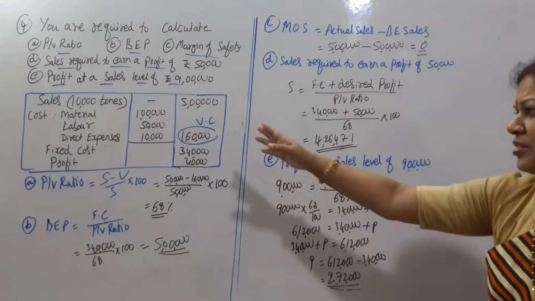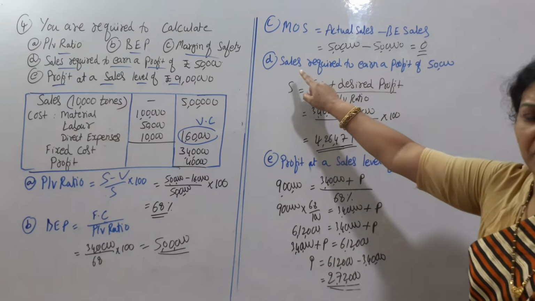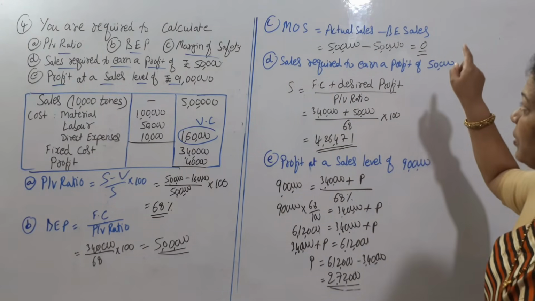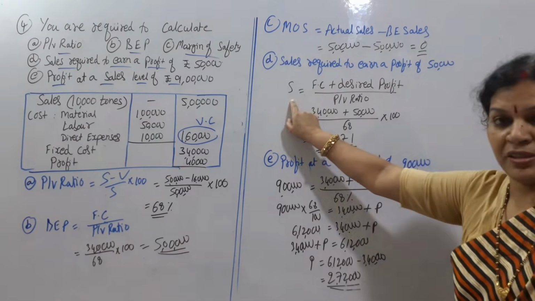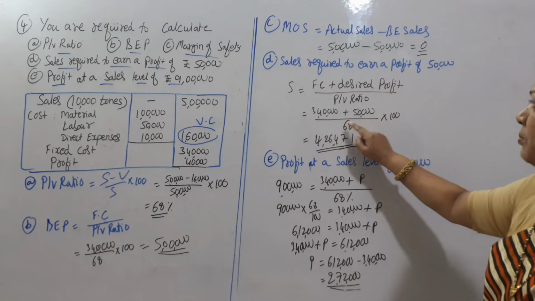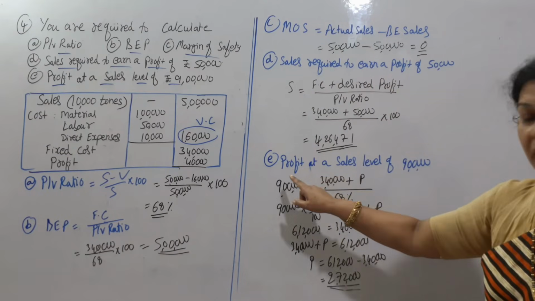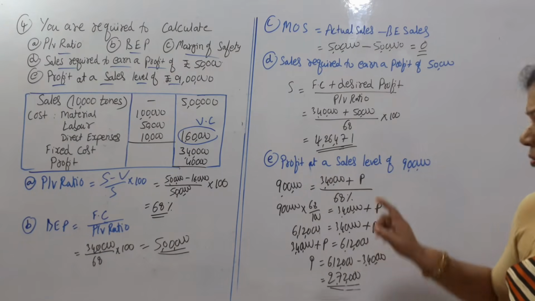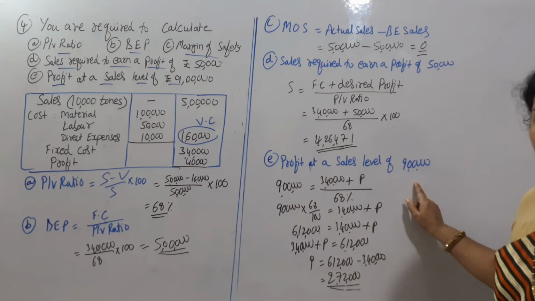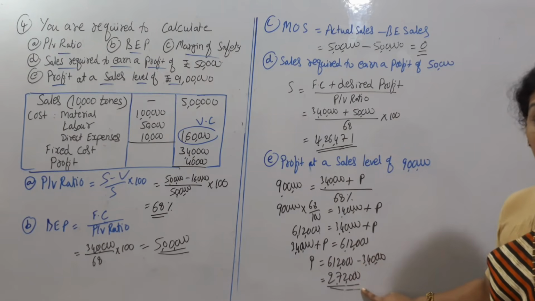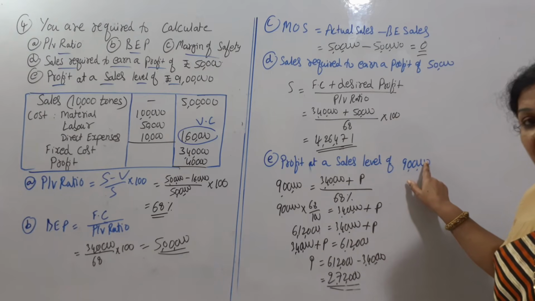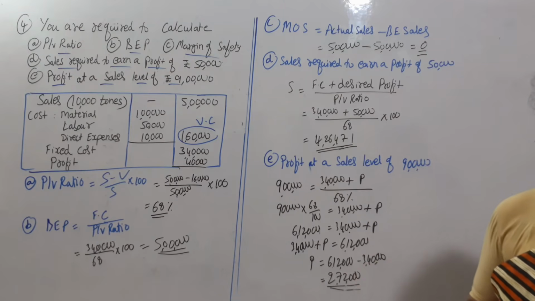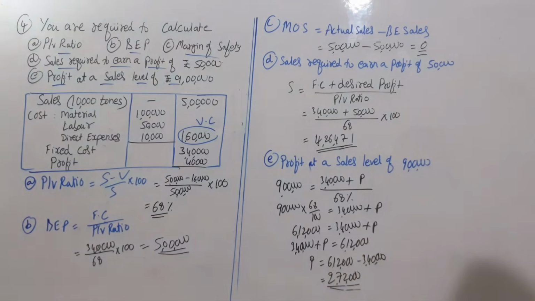Both you have to understand. Rest of these calculations you know. First one is sales required to earn a profit of 50,000. If you want to earn a profit of 50,000, what should be the sales? Sales is equal to fixed cost plus desired profit by PV ratio. So that you got this much. And profit at a sales level of 9 lakh: if you sell the products at 9 lakh, you are getting a profit of 2,72,000. Am I clear? Note down or take a screenshot.